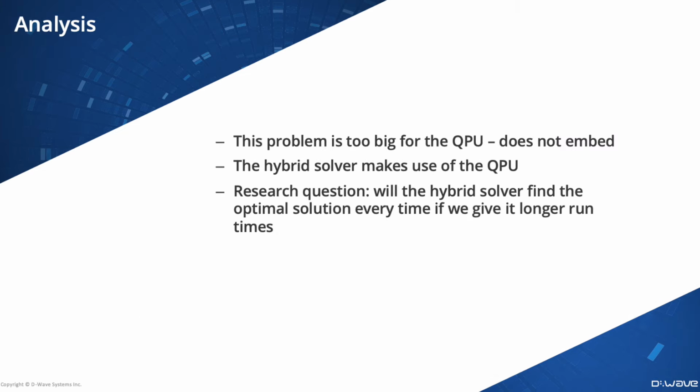So let's conclude this part of this tutorial by summing up what we've learned, that this particular problem is too big for the QPU. The Hybrid Solver Service makes use of the QPU in the background for us. And one interesting research question is, if you run this yourself, and please do, please download it and run it, you'll see that it doesn't find the minus 524 solution every time.